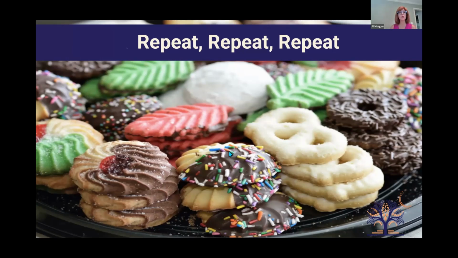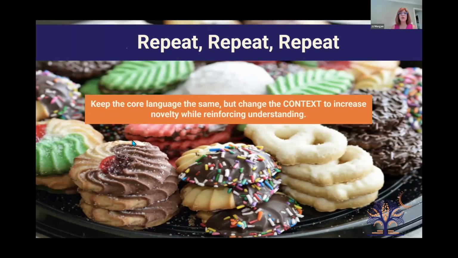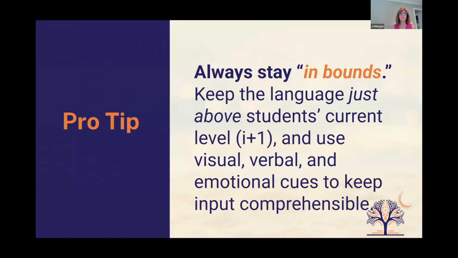I had one good story where a whale was the central character, and the whale was bigger than the moon, but lived on the moon, right? And my students 3 years later are still saying the word whale and throwing it into stories. So you just need one good one. You need to keep the core language the same, but change the context to increase novelty while reinforcing understanding.